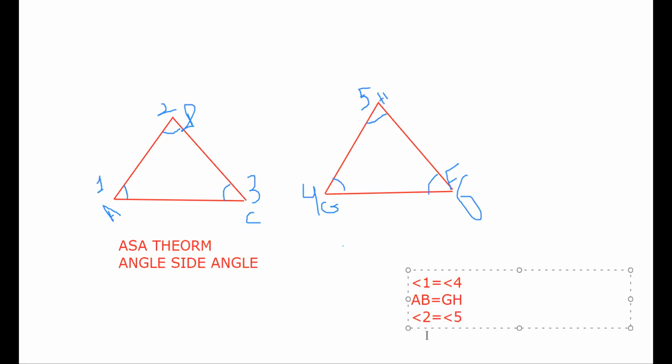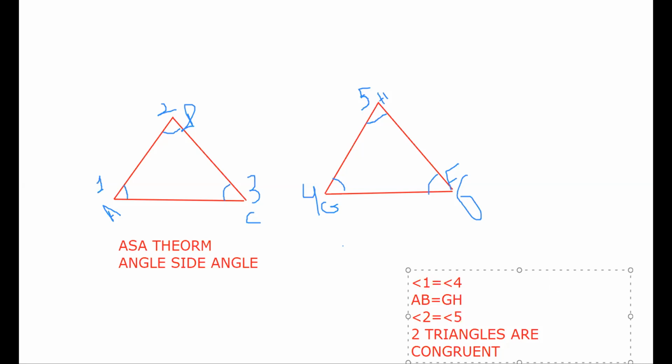Angle side angle, angle side angle, and here angle side angle. Then these two triangles are congruent. And what will happen if they are congruent? Since they are congruent, the other three things will happen, which is what?